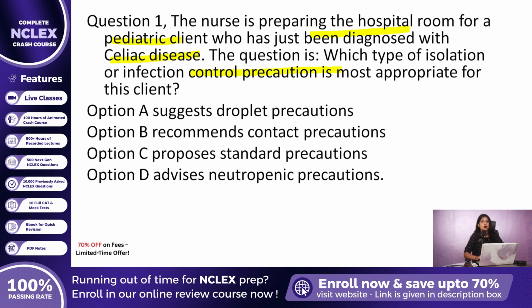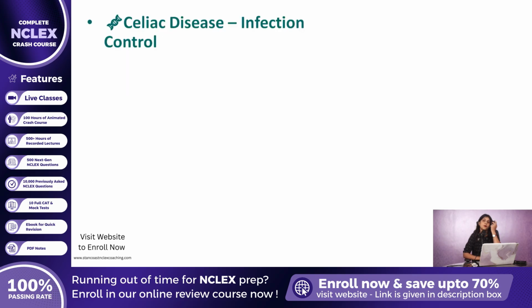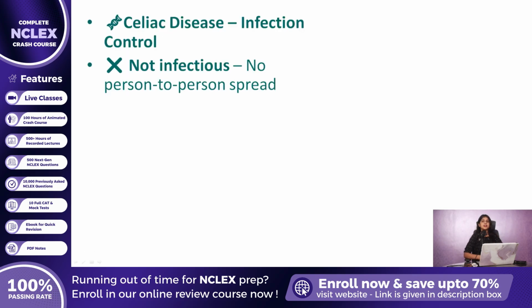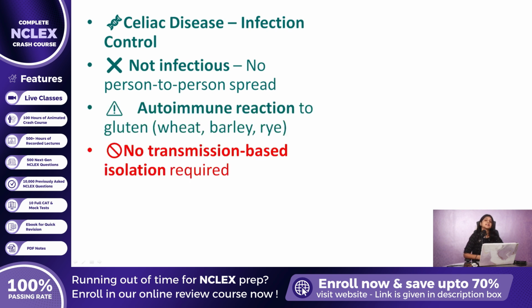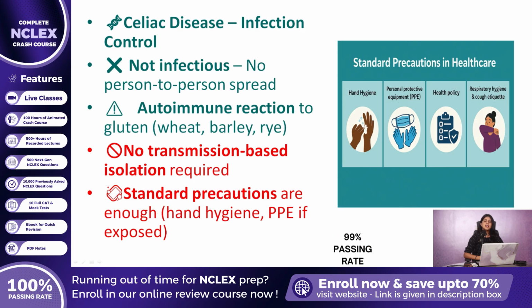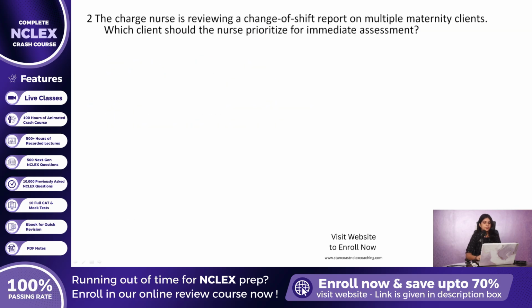The correct answer is Option C, standard precautions. This is because celiac disease is an autoimmune disorder triggered by an immune reaction to gluten, a protein found in wheat, barley, and rye. It is not an infectious condition and does not spread from person to person, which means transmission-based isolation is not necessary. Standard precautions, which include routine practices such as hand hygiene and the appropriate use of personal protective equipment depending on exposure, are sufficient. Let us now move on to question 2, which centers on prioritization in maternity nursing care.